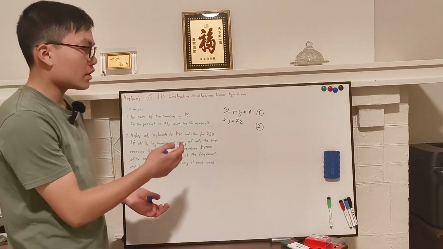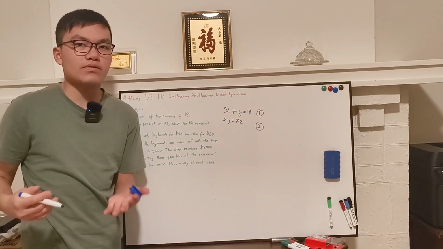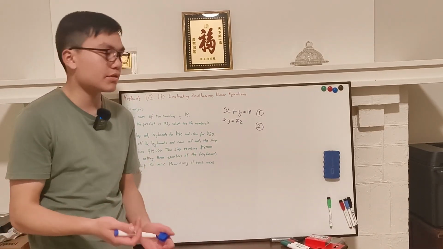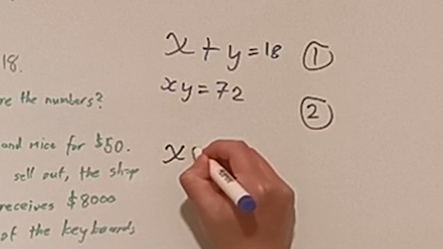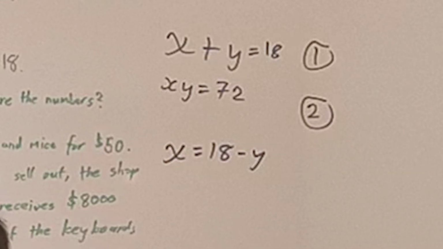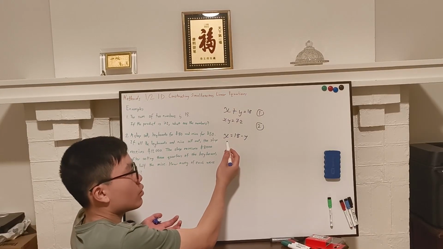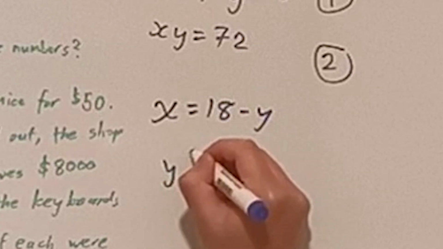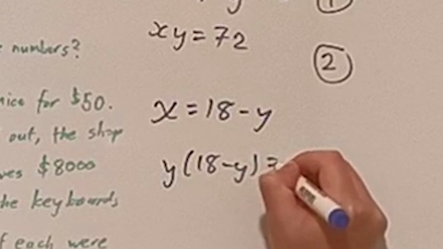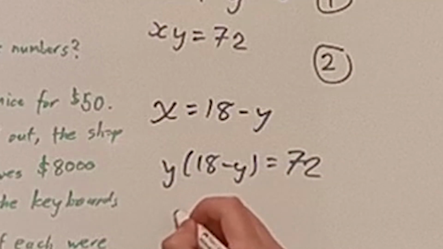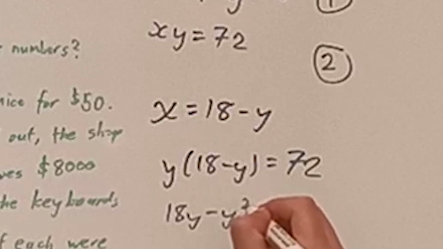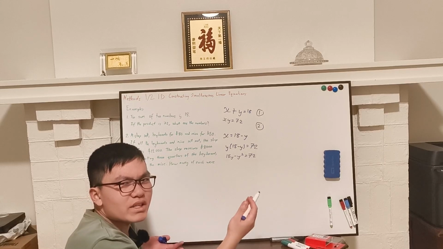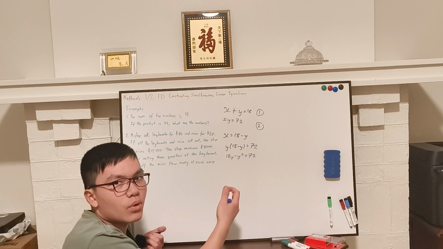With the first one, we just rearrange it so that x equals something, just like what we've done in chapter 1B and 1C and even 1A. So that becomes x equals 18 minus y. Now we sub the second one into the first one here. So that becomes y(18 minus y) equals 72. Now we get 18y minus y squared equals 72. And what you're going to realize is, what do we do here? We've got a y squared, and this is kind of funny. We haven't really seen this before yet.